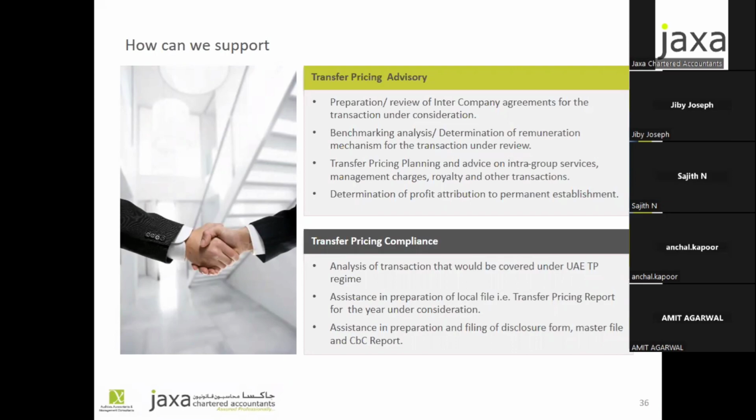Then regarding transfer pricing compliance, we can do analysis of transactions that would be covered under the UAE transfer pricing regime. We can assist with preparation of the local file, as Mr. Amit already told. We can also assist with preparation and filing of the disclosure form. We don't know whether it is mandatory to submit it along with the return, but it should be ready, because there should not be any mistakes while you submit the returns. And we can also assist, if you need, in creating the master files.